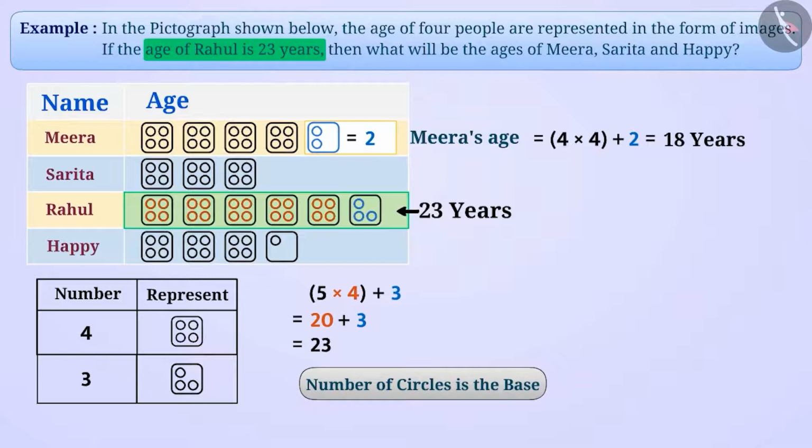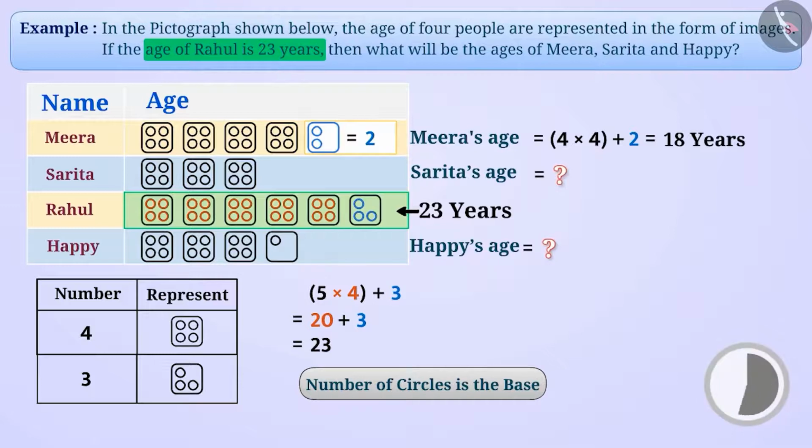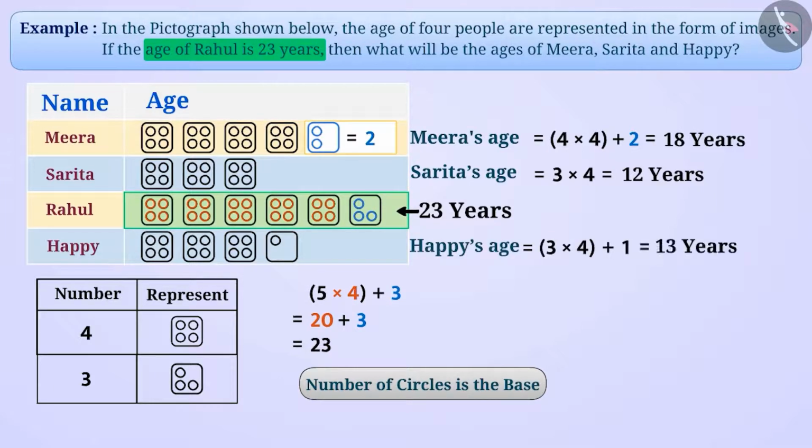Now, stop the video and find out what will be the age of Sarita and Happy. Here, Sarita's age will be 3 multiplied by 4 is equal to 12 years, and Happy's age will be 3 multiplied by 4 plus 1 is equal to 13 years.